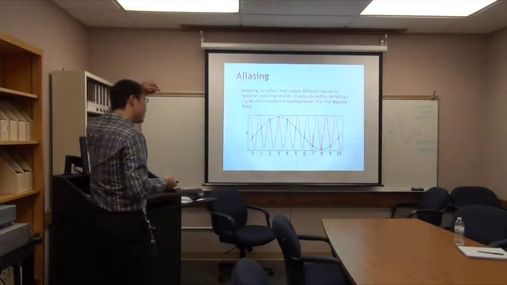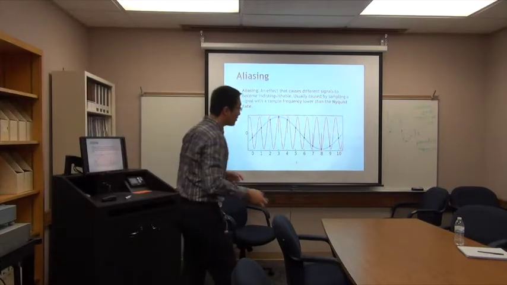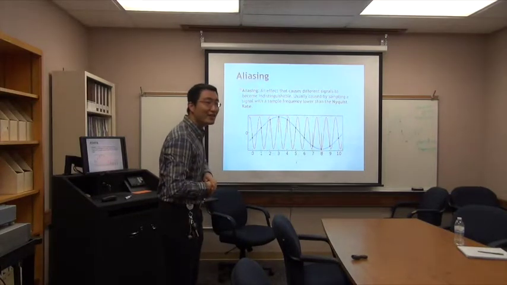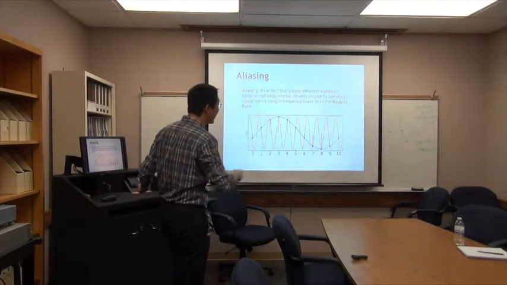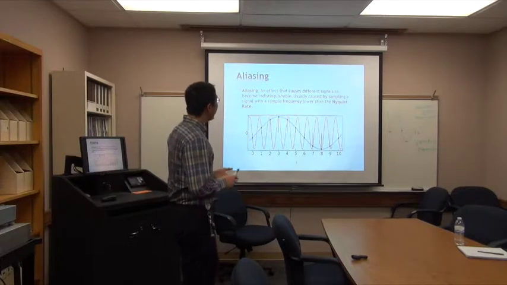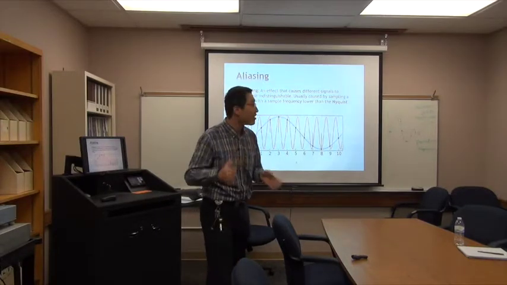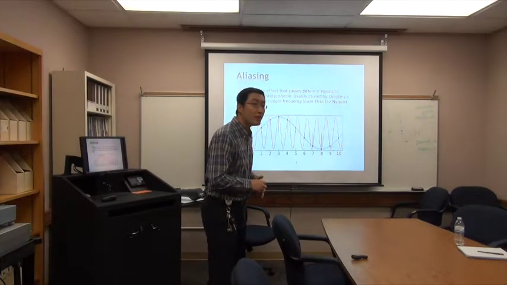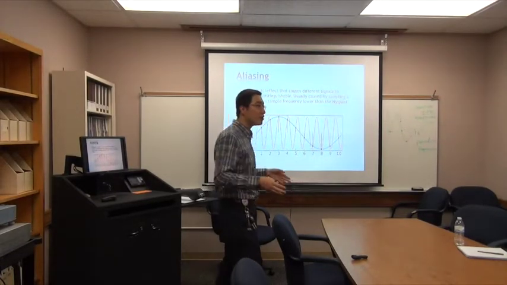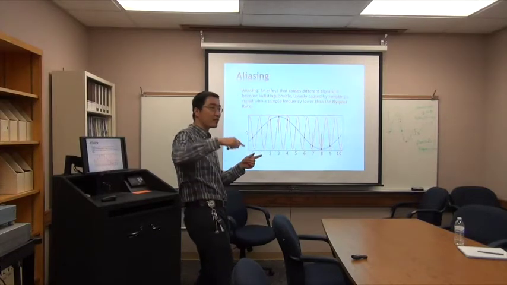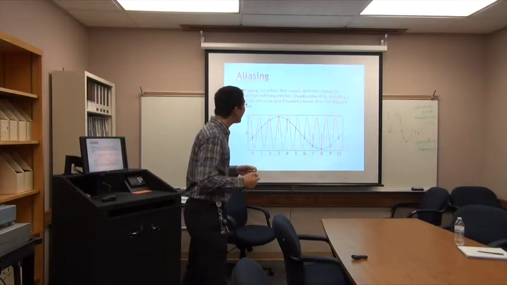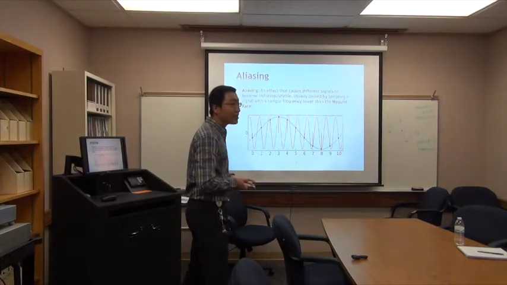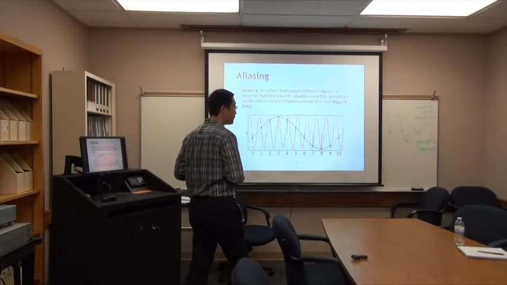Okay, now here comes aliasing. Aliasing, actually, we already introduced a little bit. There is an effect that causes different signals to become indistinguishable. What does it mean? It causes different signals to show up as the same waveform after sampling if we use a sampling rate lower than the Nyquist rate. Right?